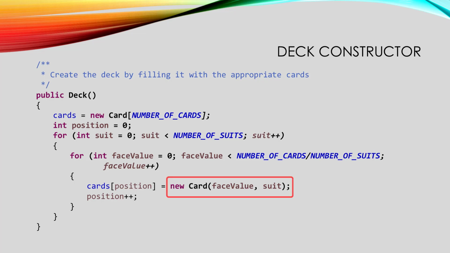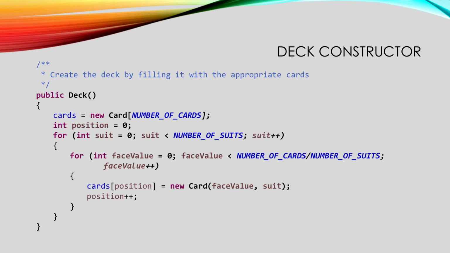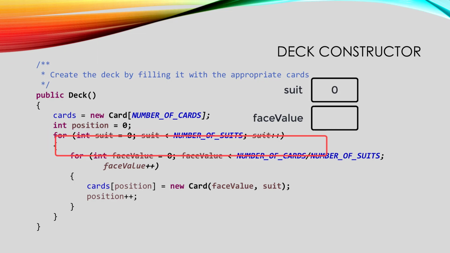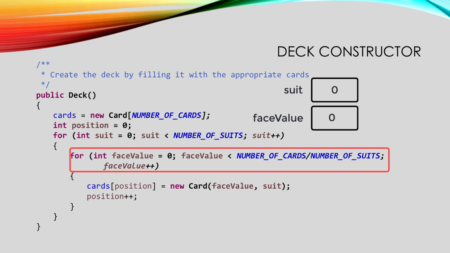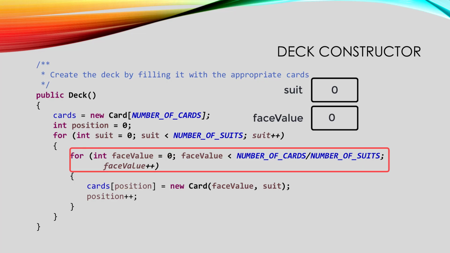The innermost block is where we're calling the constructor of card. Let's think about the order in which it's going to create the cards. Be the machine. As we execute the code, suit starts at 0, and we're going into the outer loop. Then face value starts at 0, and we will create a card with the parameters 0 and 0. We go back to the top of the inner loop, and face value gets incremented.